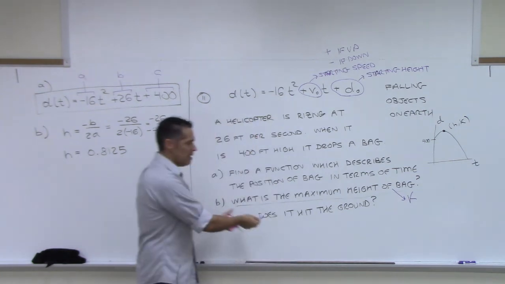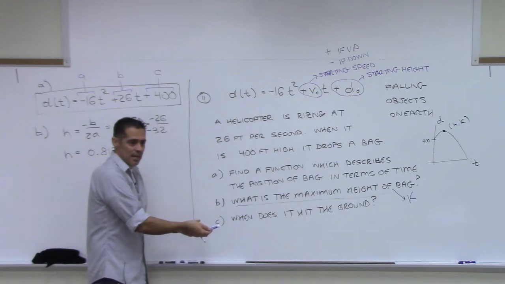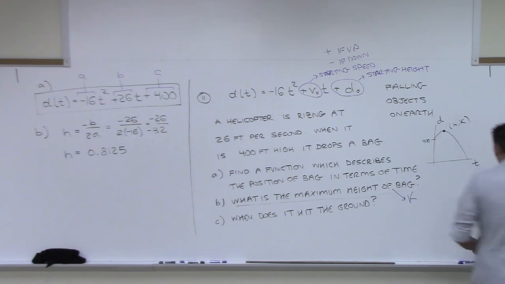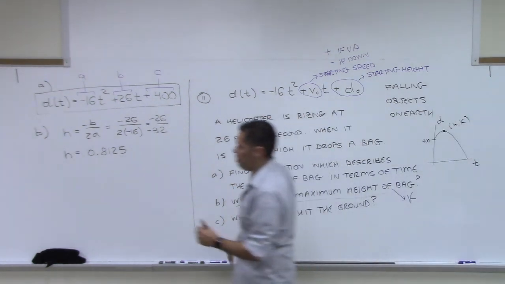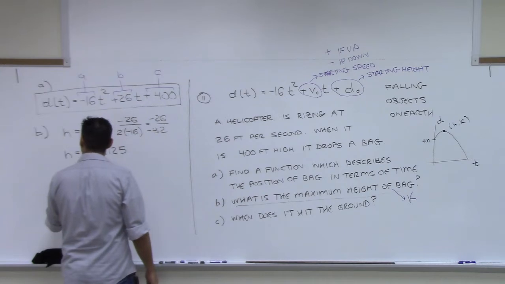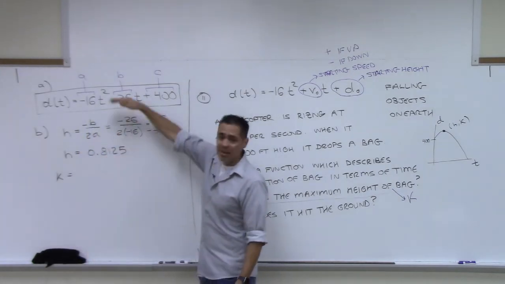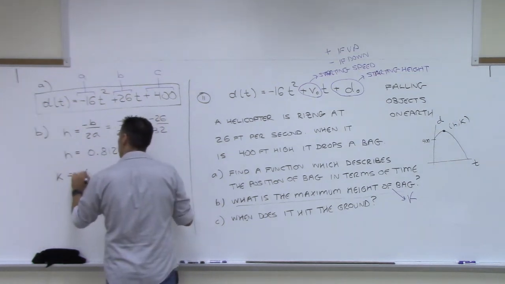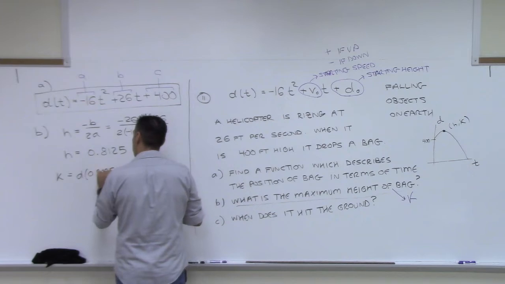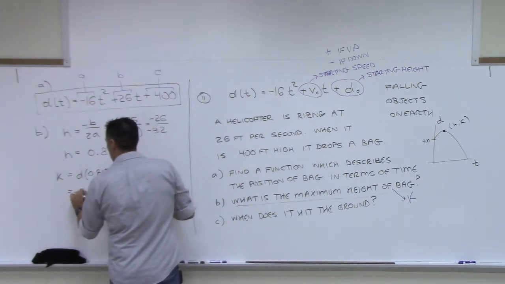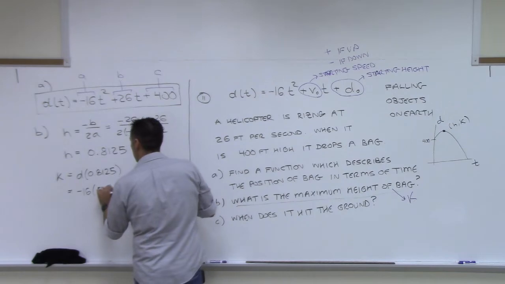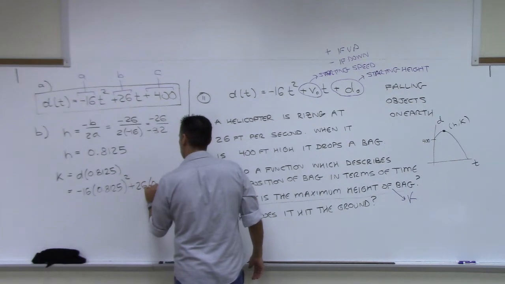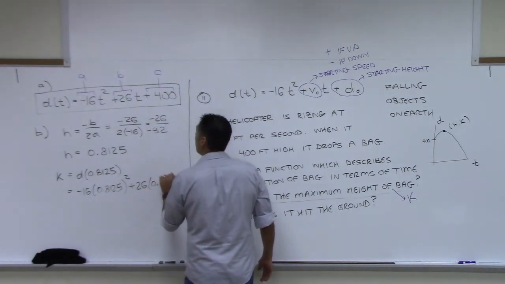Now, I'm not asking for that in this question, am I? I'm not asking for how long it took to reach its maximum height. I'm saying what was its maximum height. I just want you to think about what that number means. It's how much time it took for it to go up. Now to get k, we have to take this value and plug it into the function. Since our function is called d of t, I'm going to put d of 0.8125, which means I'm going to do negative 16 times 0.8125 squared plus 26 times 0.8125 plus 400.